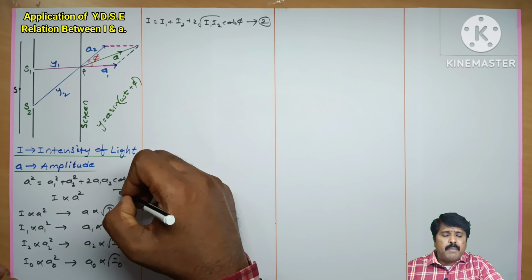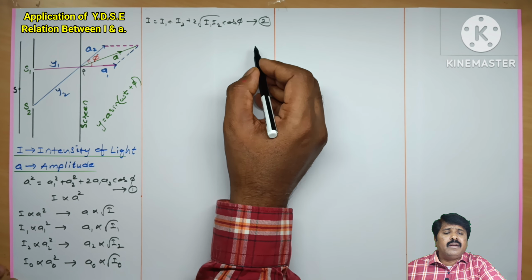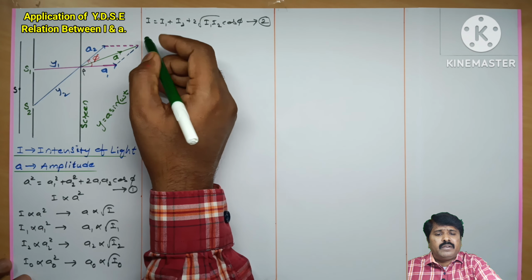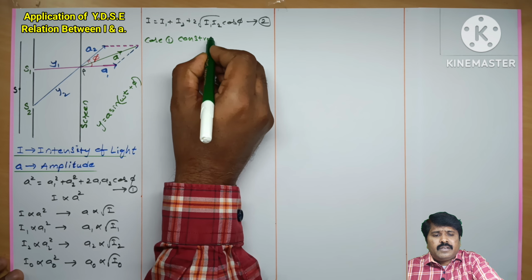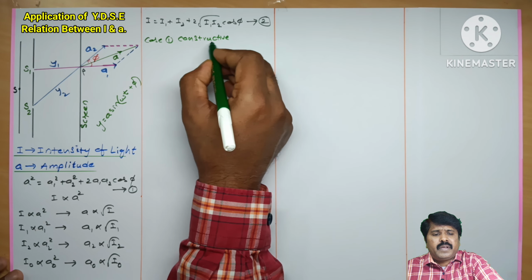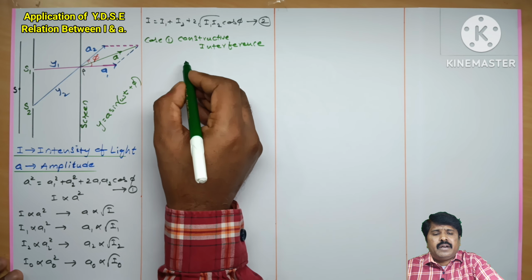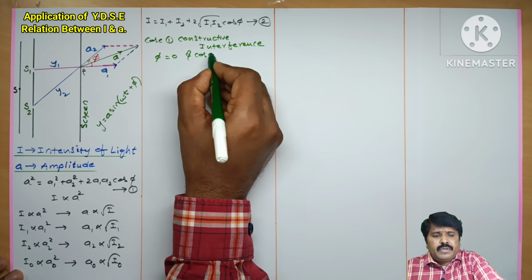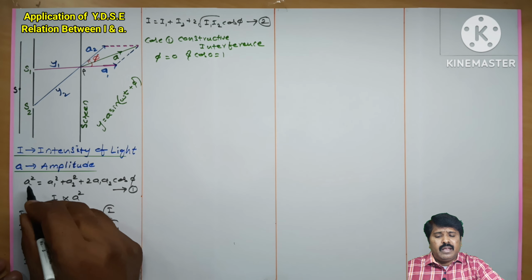The previous equation is the amplitude equation; the resultant amplitude and resultant intensity equations I got, student, and there are cases based on constructive interference and also destructive interference. First one, case 1: constructive interference. The condition for constructive interference is phi equal to 0 and cos 0 is equal to 1, student, and we replace the value in the amplitude equation.